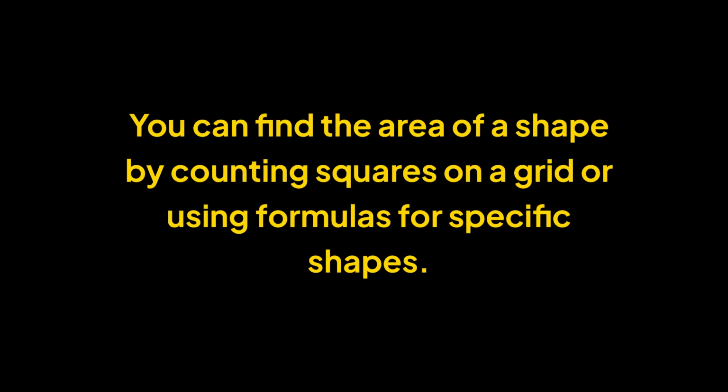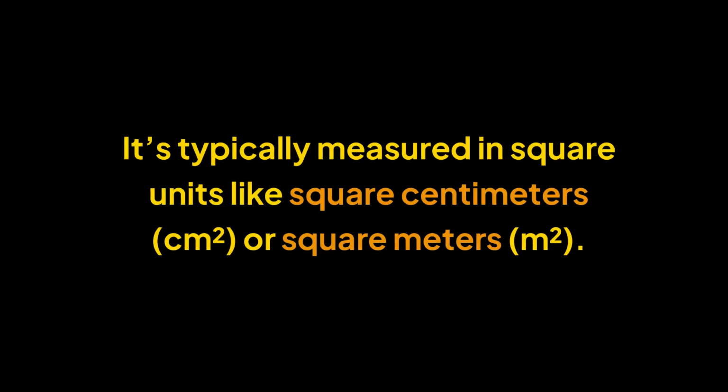You can find the area of a shape by counting squares on a grid or using formulas for specific shapes. It's typically measured in square units like square centimeters, cm squared, or square meters, m squared.